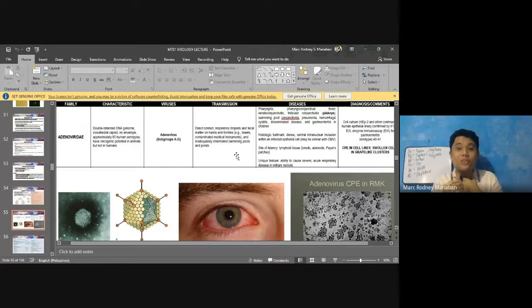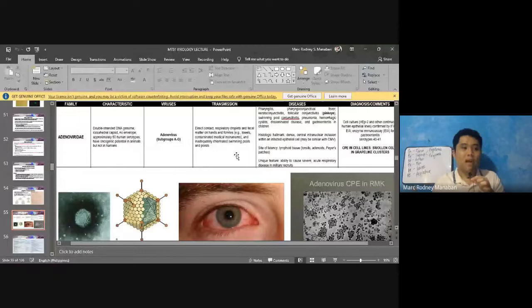Okay. Now, unique feature again, it can cause disseminated infections in military recruits, no? Because again, it spreads more easily with close contact. So therefore, it spreads more easily in close-contact environments such as military camps, no? Or crowded areas.